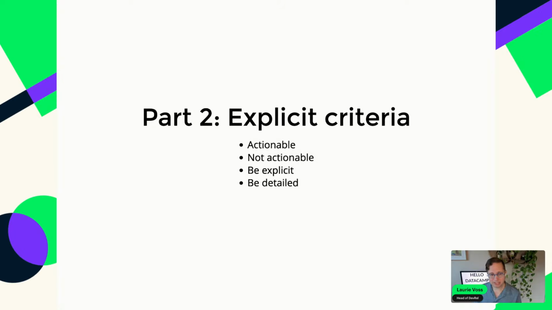Part 2 is explicit criteria, and this is where most people underinvest. Don't say a good response. List exactly what makes a report actionable. List exactly what makes it not actionable. You want specific recommendations, concrete risks with data to back them up, forward-looking analysis, and reasoning behind the recommendations. Specific criteria produce consistent judgments, and vague criteria produce coin flips.